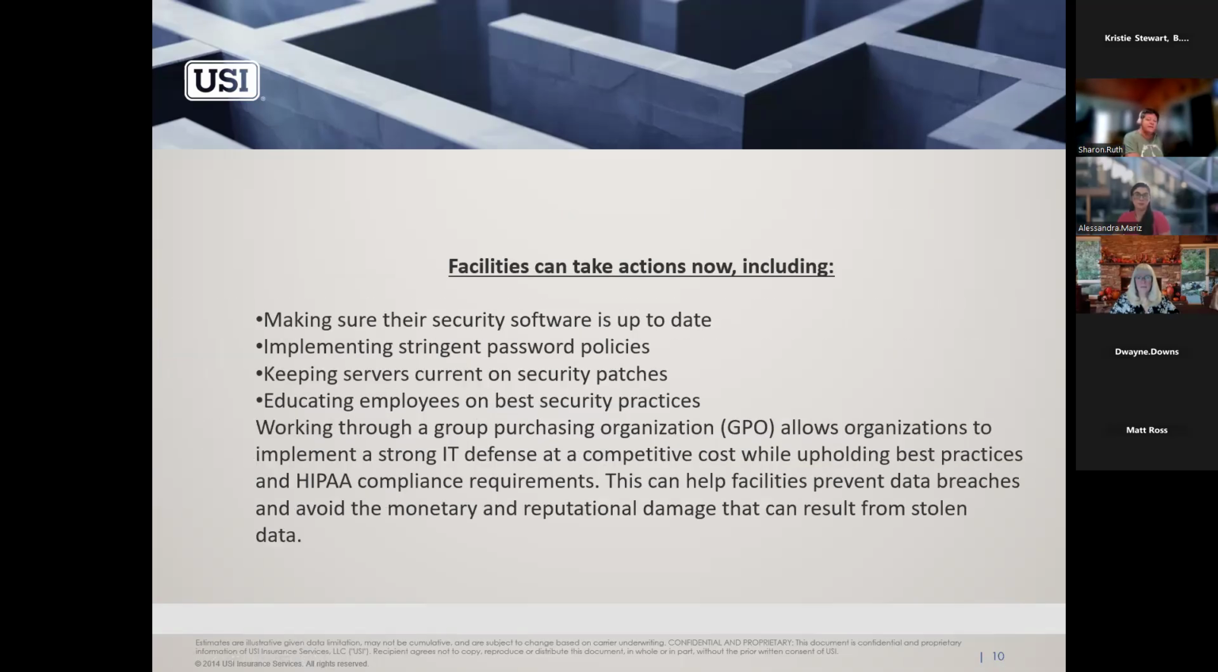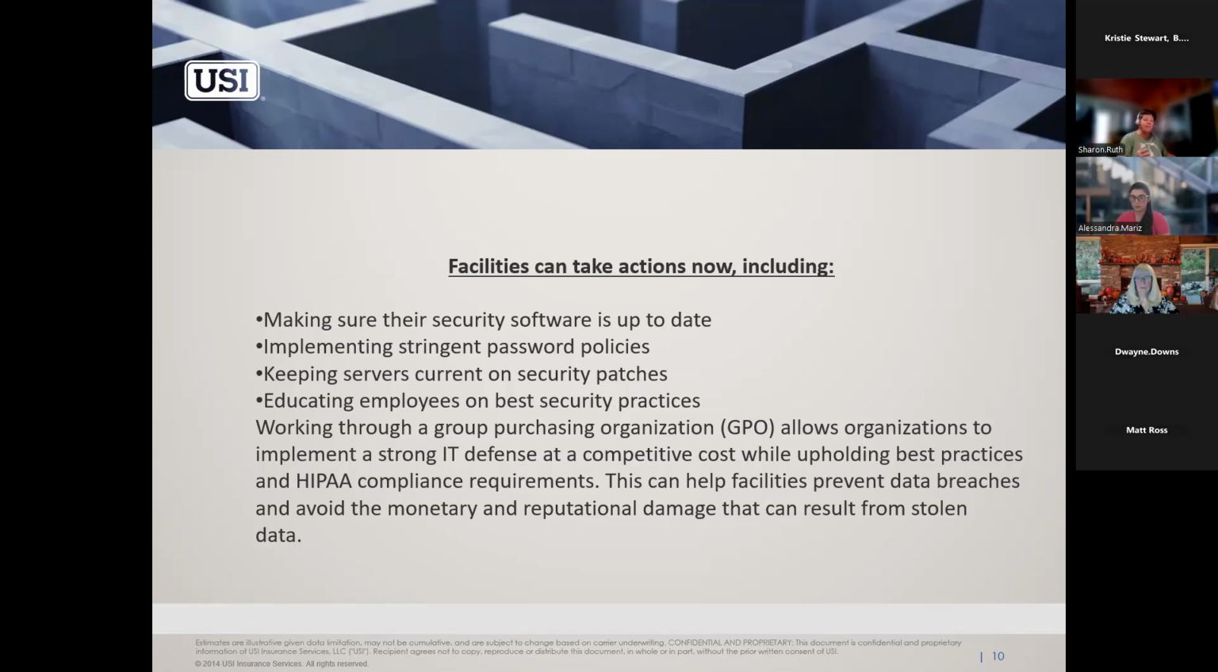That HIPAA privacy officer that Dwayne mentioned, that might be a good person to champion or put in charge of making sure that your cybersecurity is working and that the training is taking place and all of these other good things. If you have an IT company that you're using, some of these things they may already be doing, but do you know that they're doing them?